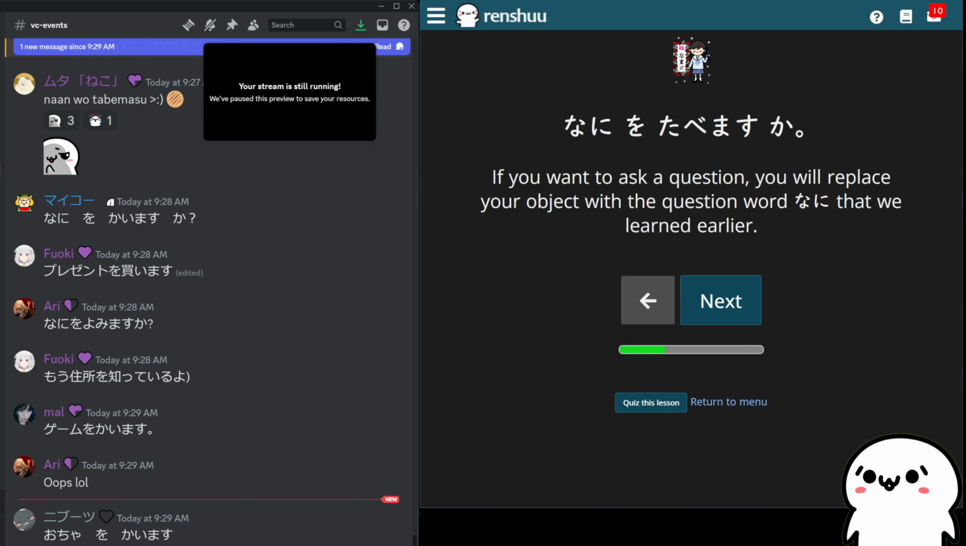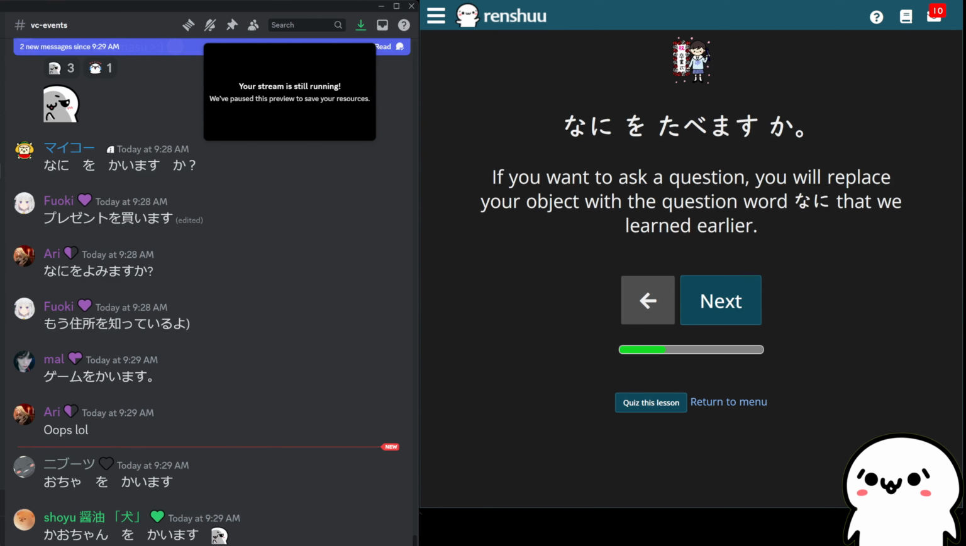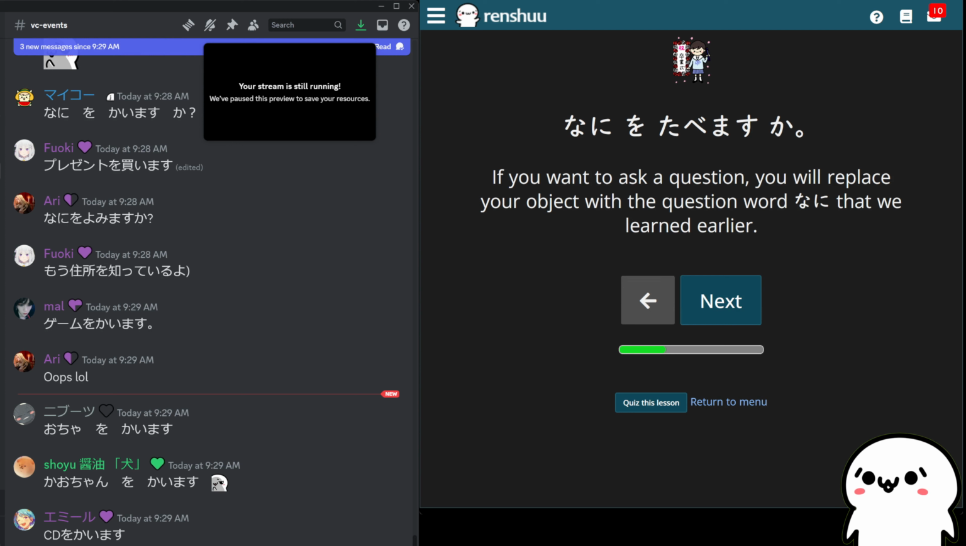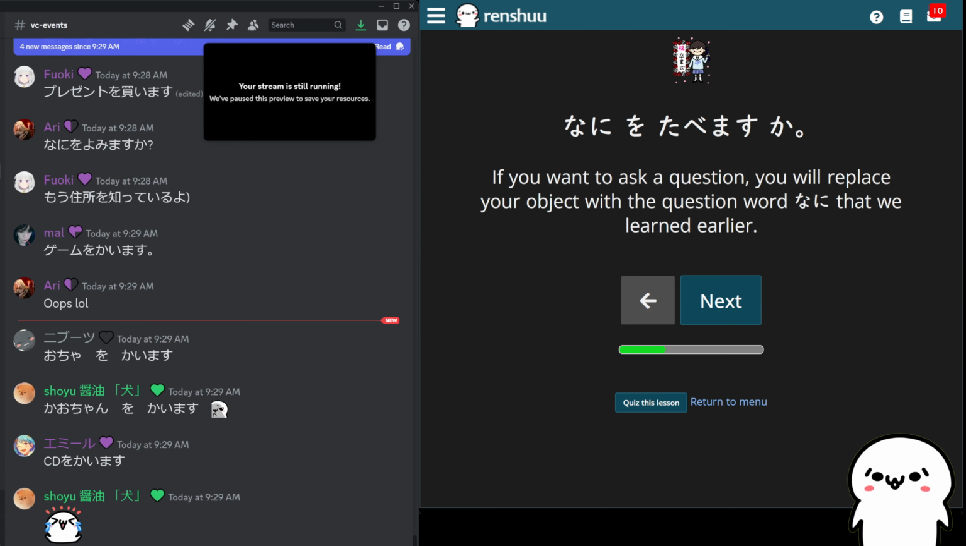So as I said, someone's buying a present. Mal is buying a game. Awesome. Nibutsu is going to buy some tea. Shoyu is going to try to buy Kaochan. I wish you luck. That reminds me, one of these days, I really want to try and get the Kaochan plushie made. But that requires me looking into a maker, and I don't have time for that. One day, the world will have a Kaochan plushie.